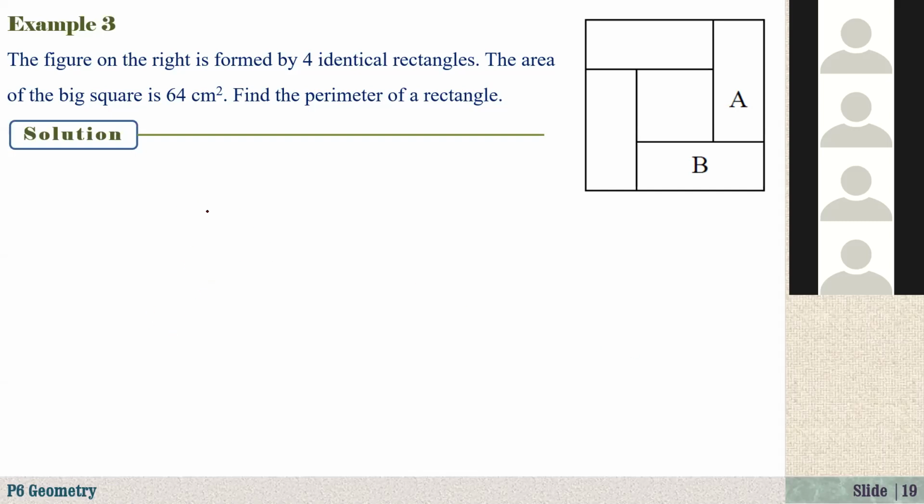Okay, guys, let's do like this. The figure on the right is formed by 4 identical rectangles. And the area of the big square is 64. So if it is so, number 1, how do you find the area of the square? One side length times side length, that's equal to 64. 64 means it is 8 times 8. Now from here, what is A? A is 8 centimeters. Okay, that means that just actually one side of the square is 8, right? We are talking about this one, this length, it is 8 centimeters.